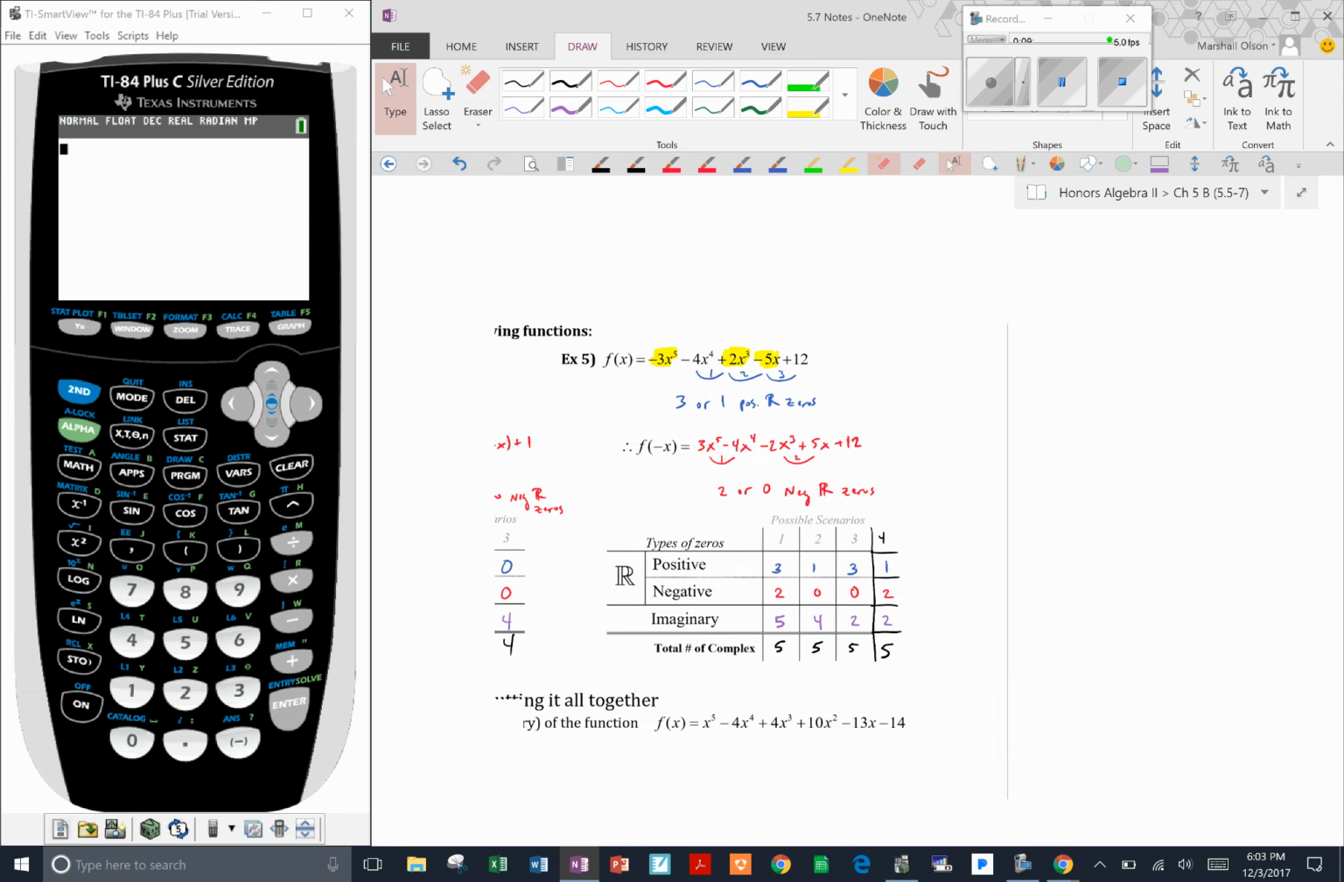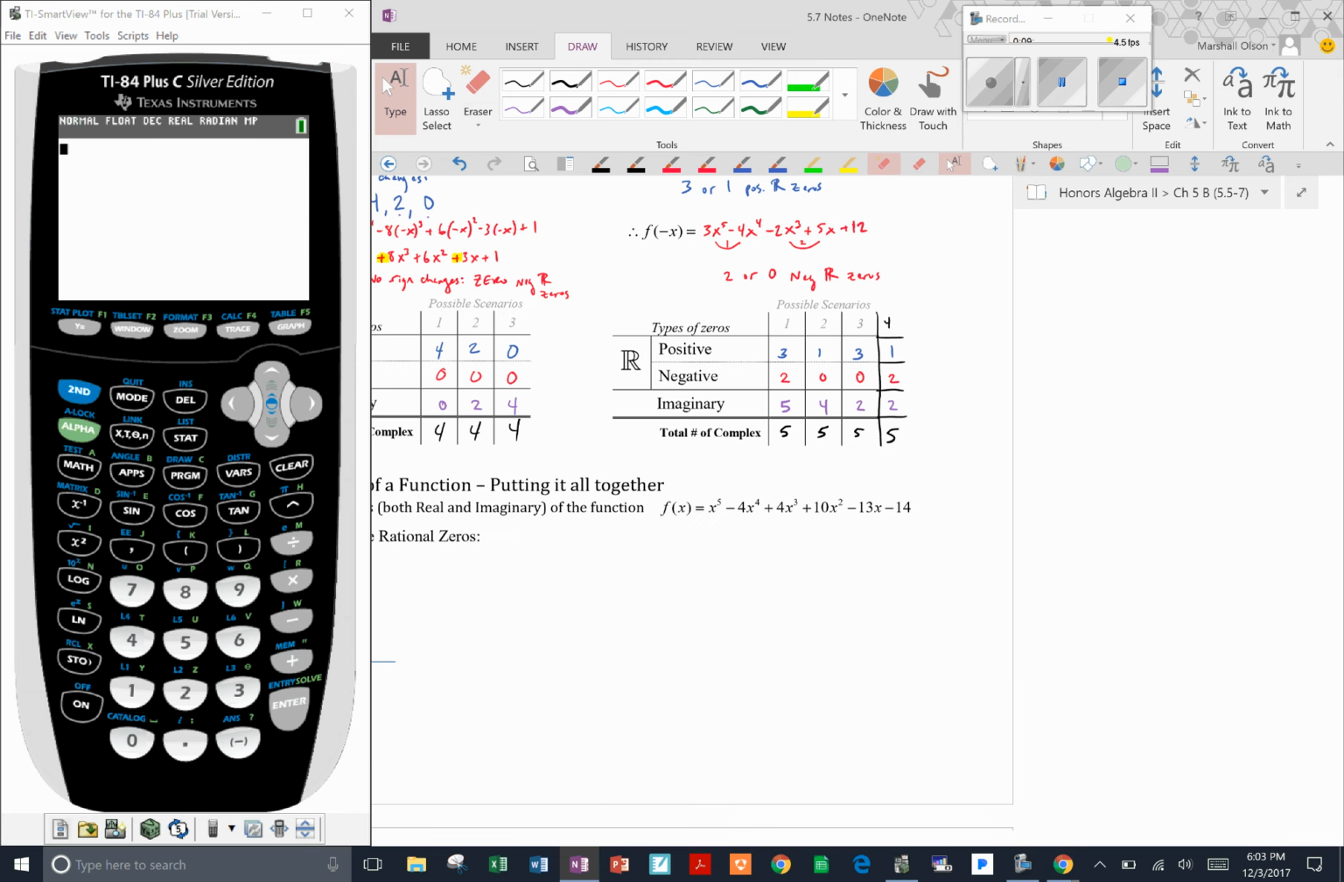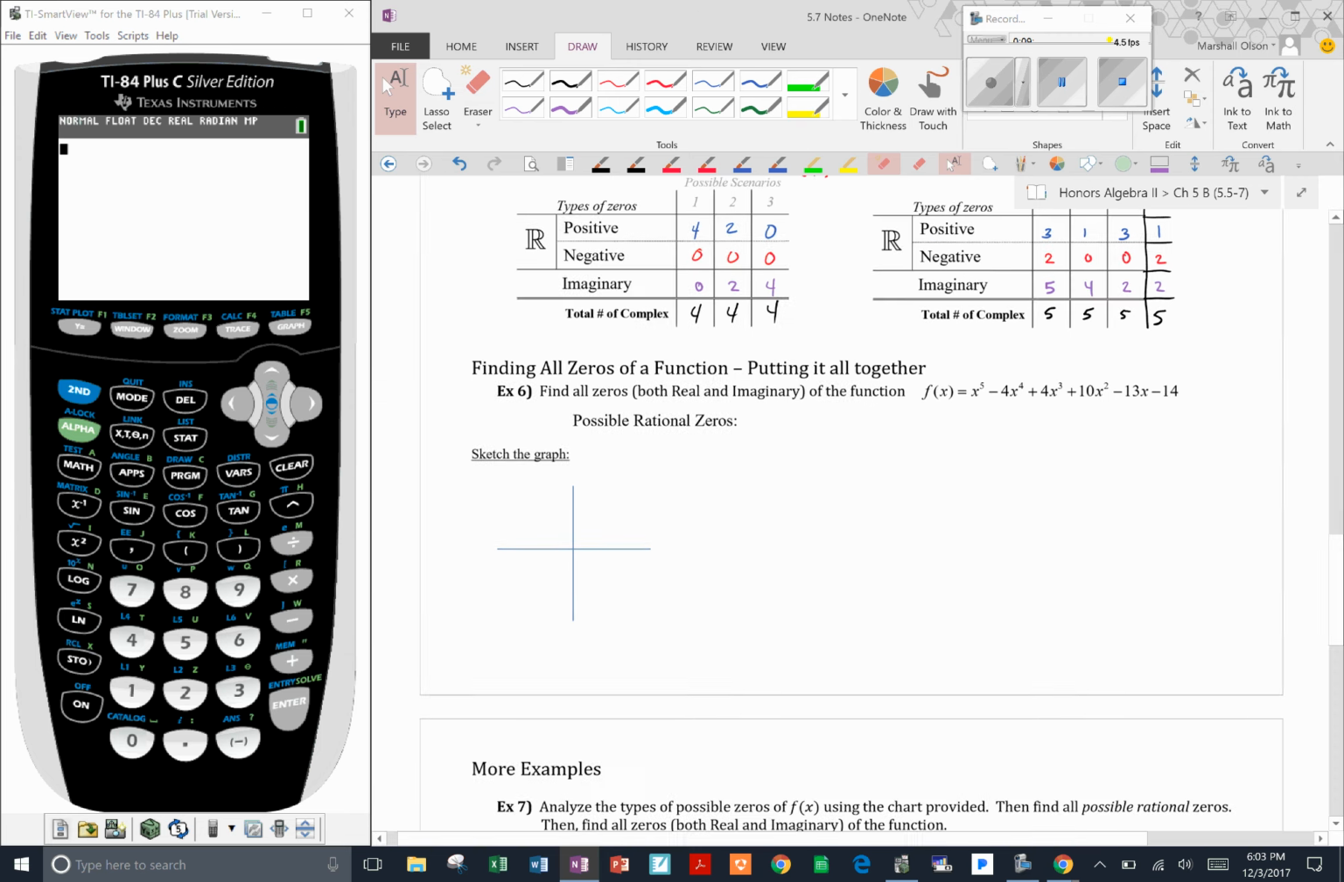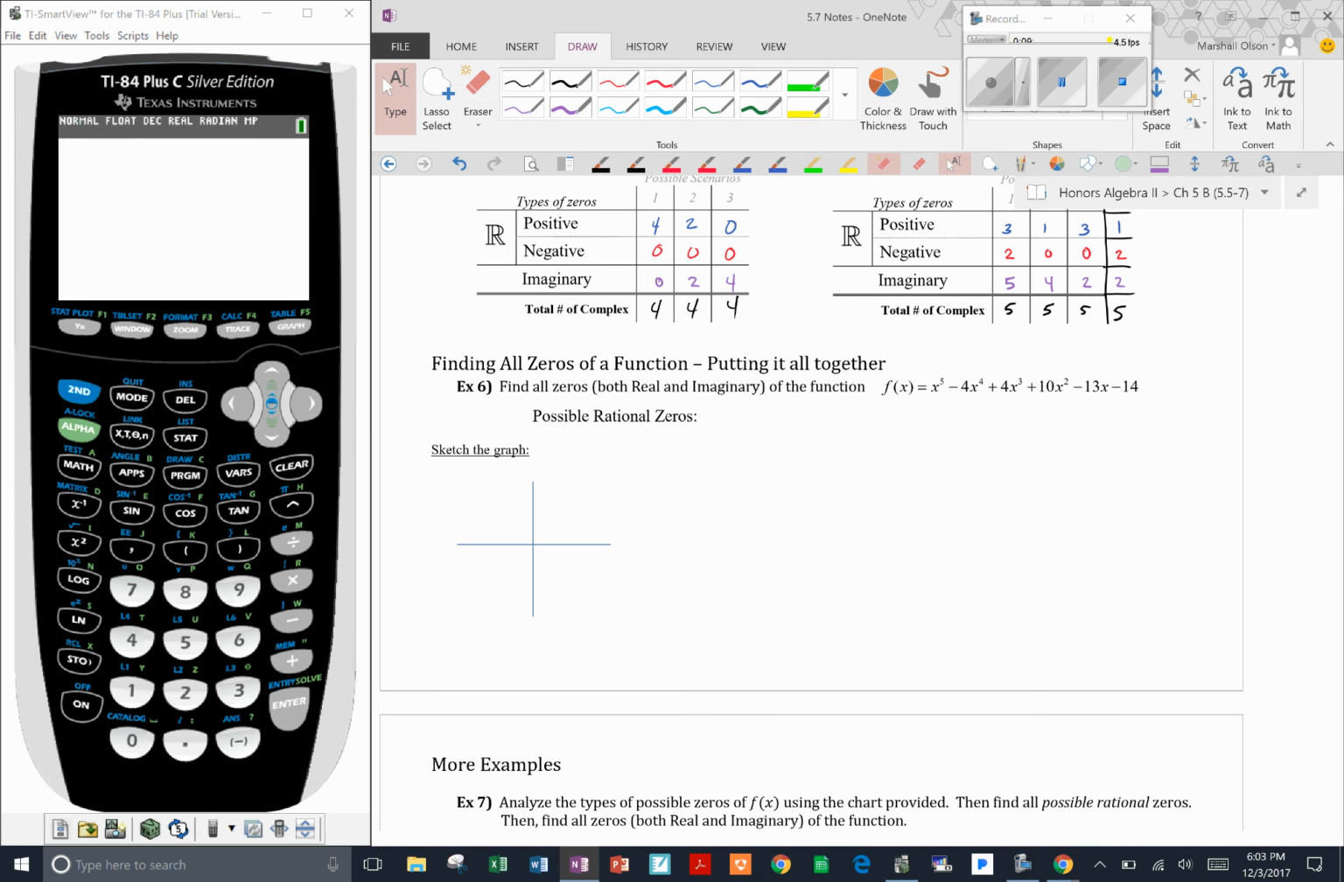Okay, we have one last type of problem to do here, and it is finding all the zeros of a function. We're not given any information. So what we're going to do is list out the possible rational zeros using the PQ test. And then in order to speed things up a little bit, we're going to graph it and get a zero from the graph. So let's find the P over Q's first.